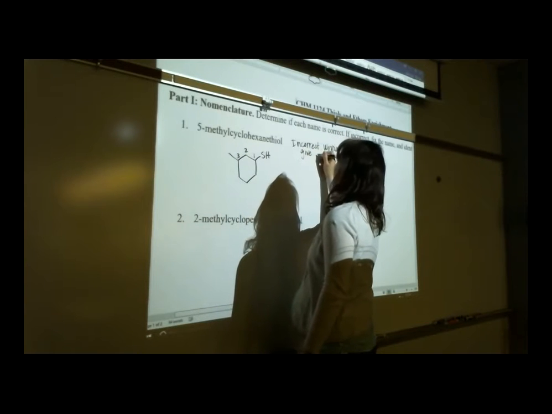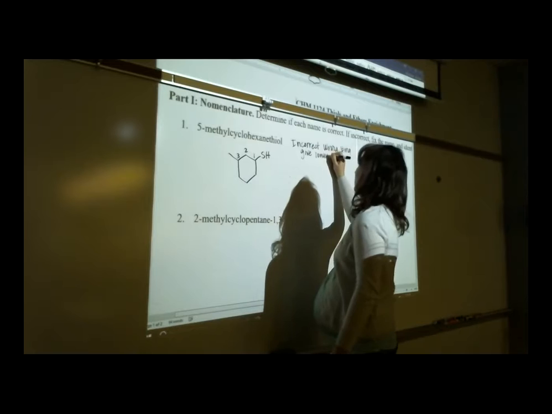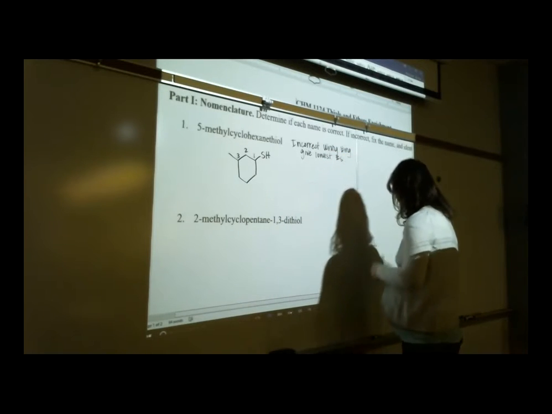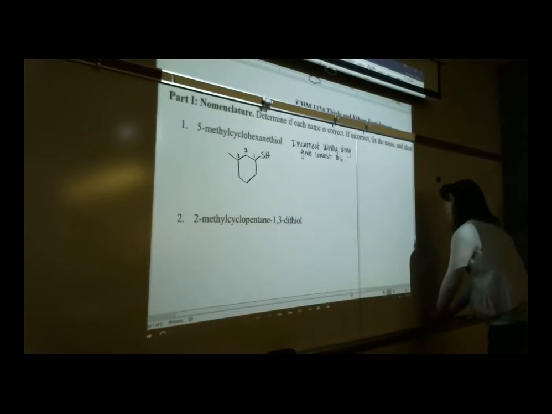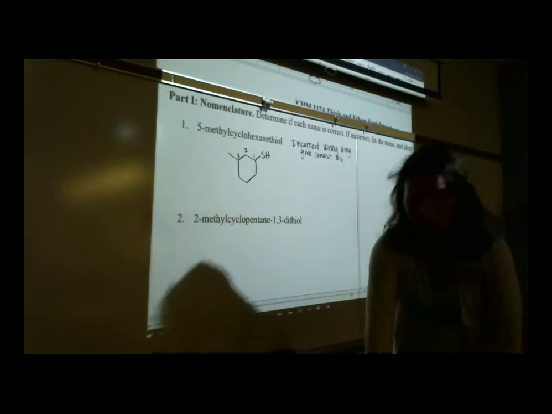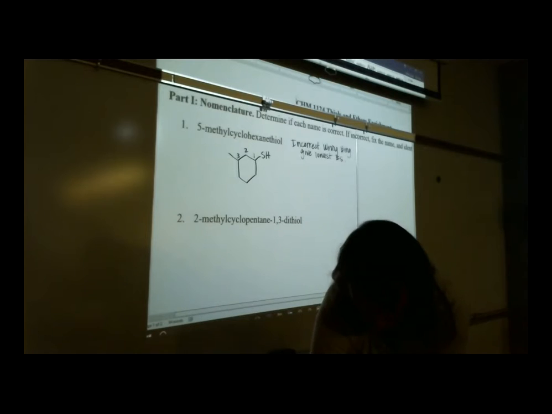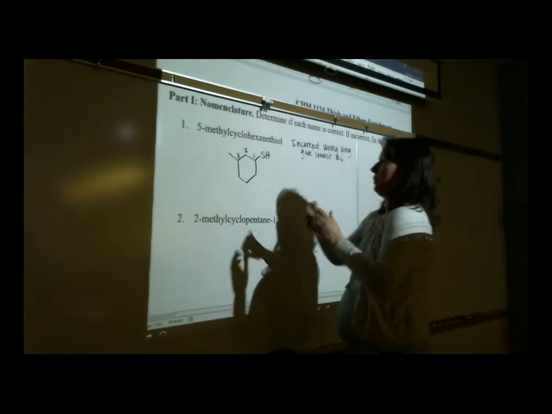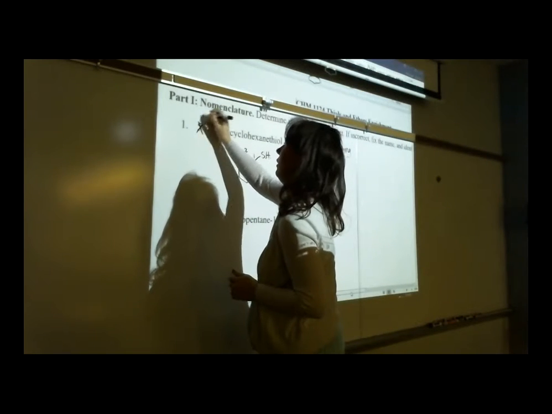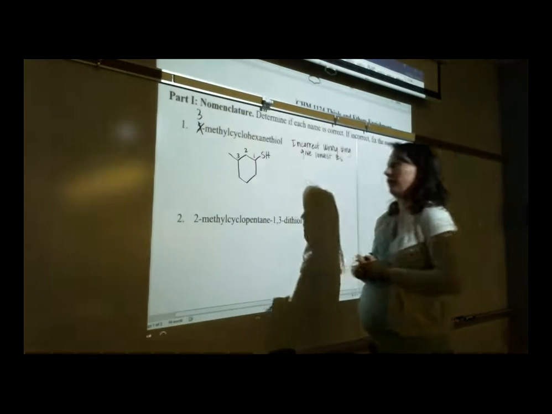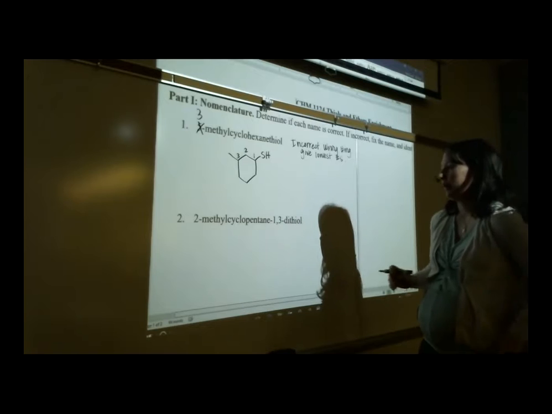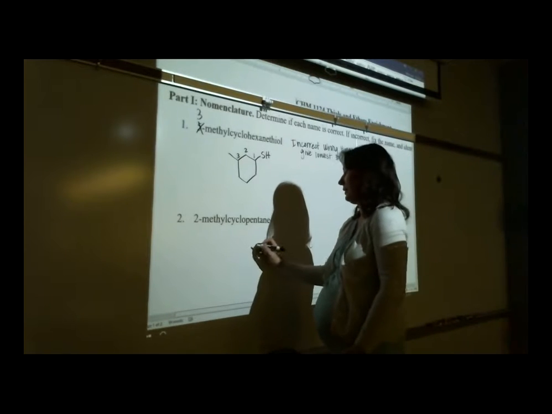Give lowest numbers. So what's the correct name for this? Right, instead of 5-methyl, it should just be, oh, that's a Sharpie, we definitely don't want to write with that. Instead of 5-methyl, it should just be 3-methyl, right? Everything else is fine. It should just be 3-methyl instead of 5-methyl.